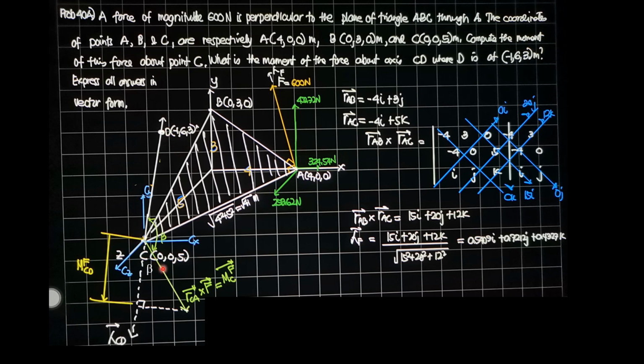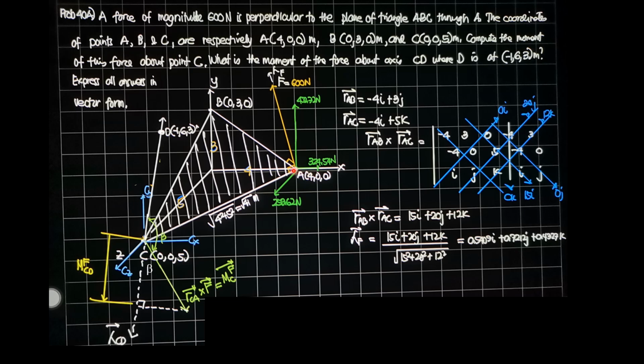So first, let's focus on the first question, and remember that the moment of a force in space about a point is equal to the position vector from the moment center C to any point on the line of action of the force, which is A, then cross with the force. So for the direction of the force, since it is perpendicular to the plane of ABC and through point A, we have to cross position vector RAB with RAC to define the vector perpendicular to the plane of triangle ABC through point A.